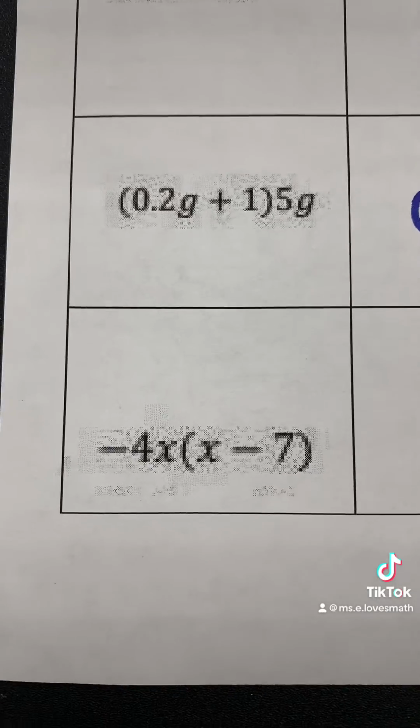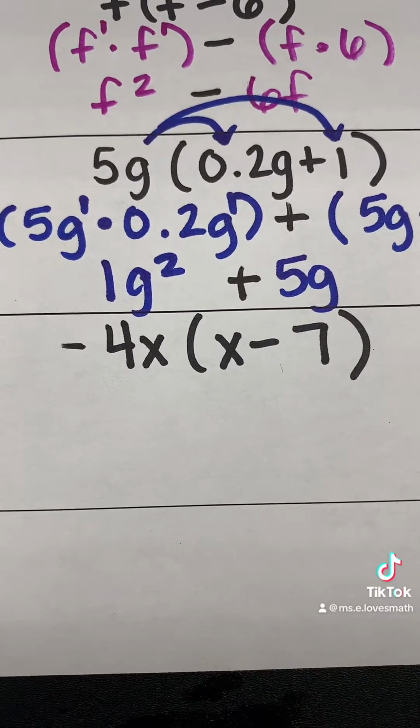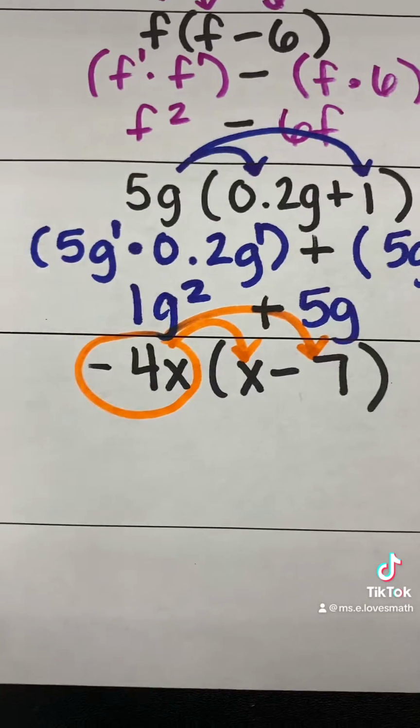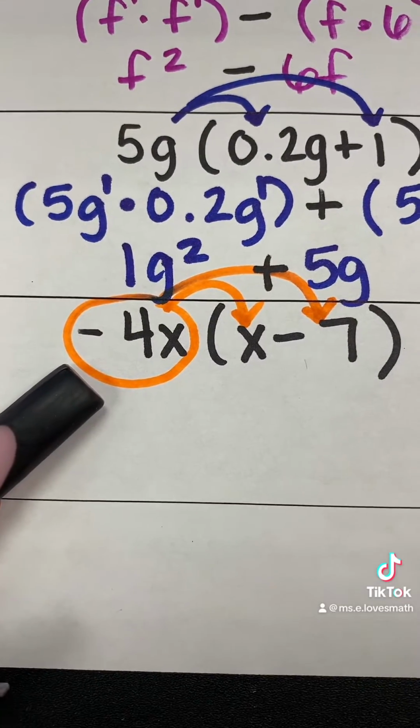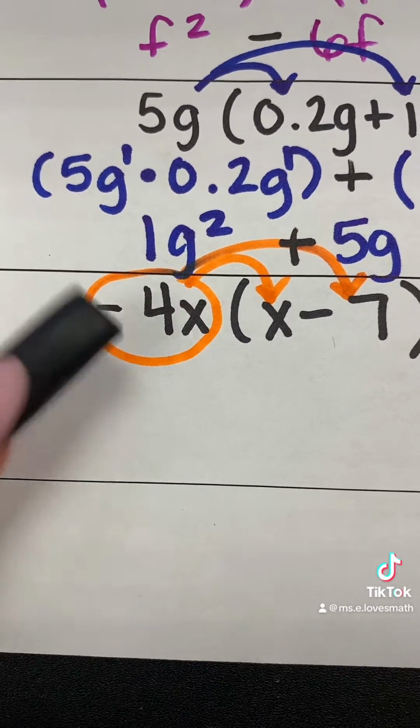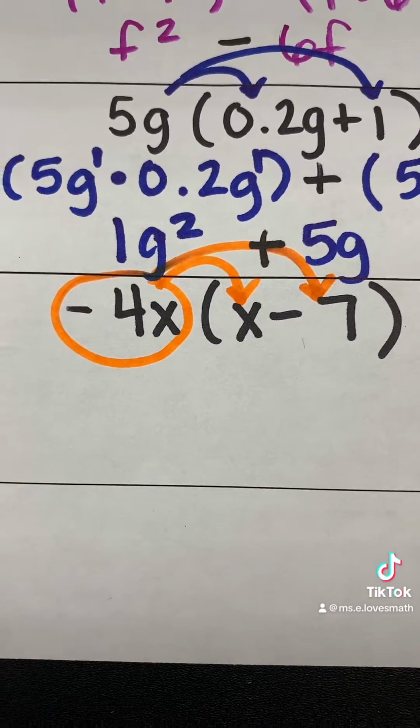Here's our last example. We have negative 4x, parentheses, x minus 7. We need to be careful with this one. We have a negative number being multiplied. So I like to circle it to make sure I don't forget that we have that negative there.